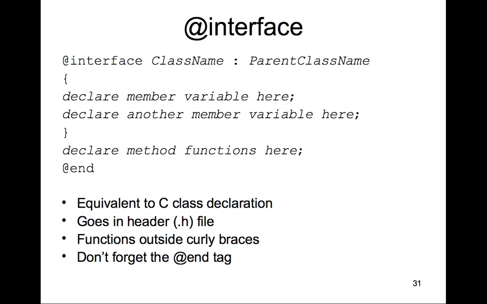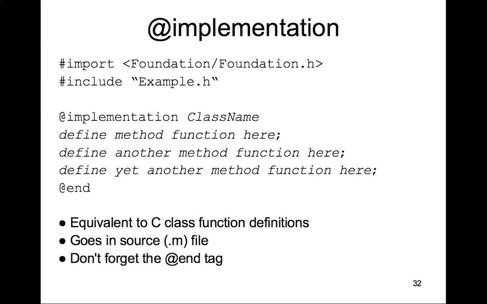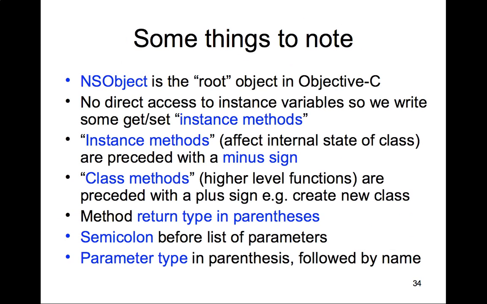So in terms of the interface, it's equivalent to a C class declaration that would actually go into a .h file if we were doing this in C. Functions are outside of the curly brackets, as we've seen before, and don't forget the end tag at the end. The NSObject, as we've seen, is the root object, and there's no direct access to instance variables. We write the sets and the gets for the instance variables because they're declared as private. Then we have instance methods that affect the internal state of the class, preceded by the minus sign.